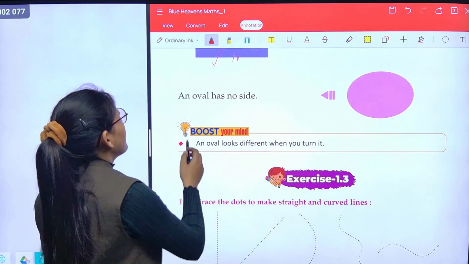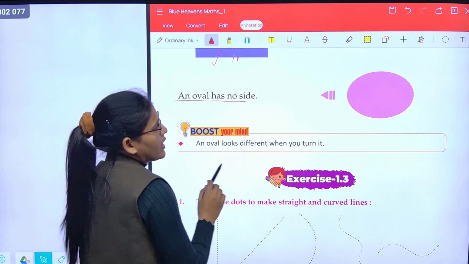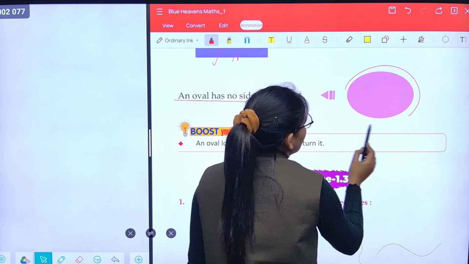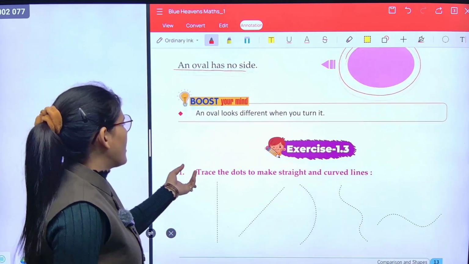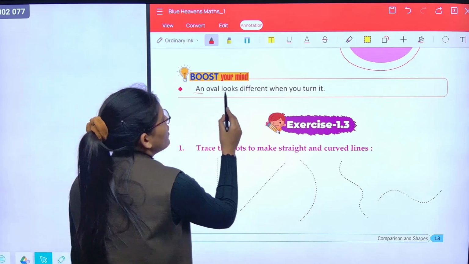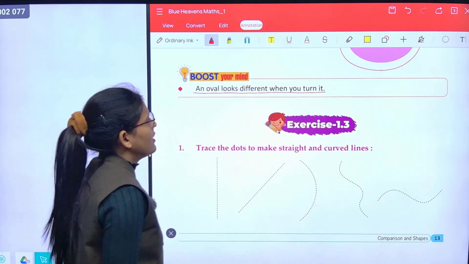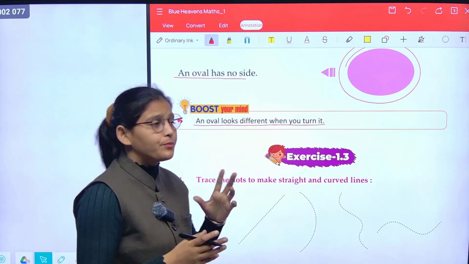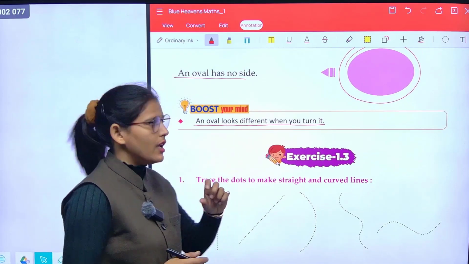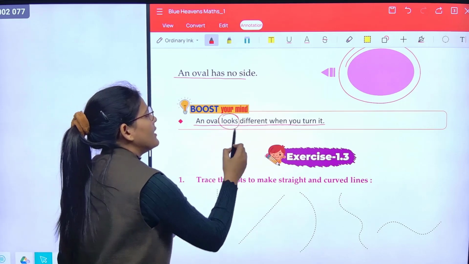ओके. एंड ओवल हैज नो साइड. अगेन दिस इज अ पिक्चर ऑफ ओवल. ओवल हैज नो साइड. क्लास सी, एंड ओवल लुक्स डिफरेंट व्हेन यू टर्न इट. जब हम ओवल को टर्न करेंगे तो क्या होगा? उसका ये डिफरेंट शेप हो जाएगी. उसकी लुक्स वो अपने में अलग दिखने लगेंगे.